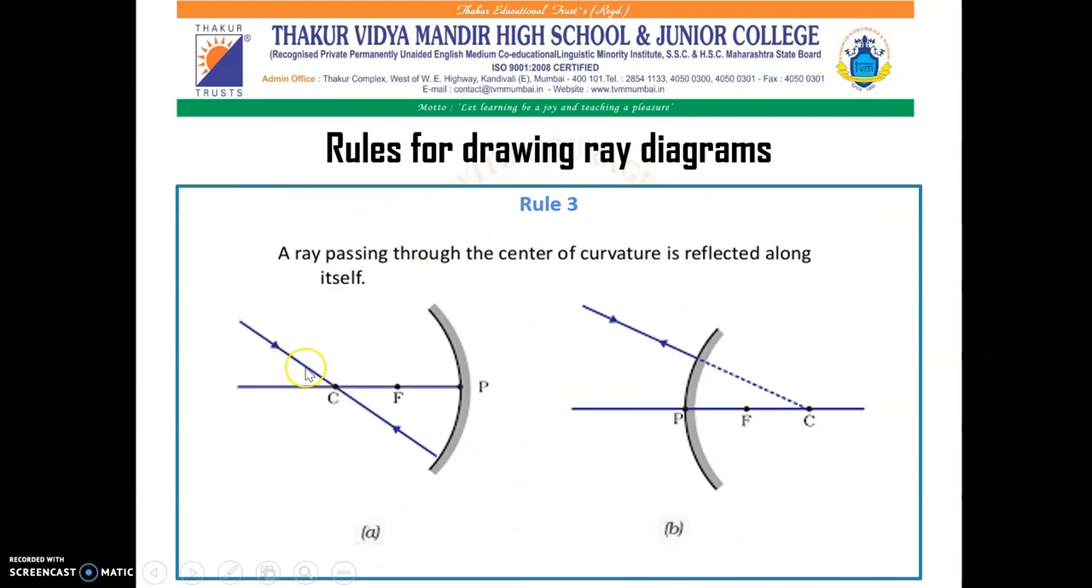Rule number 3. If an incident ray passes through the center of curvature, as shown over here, this is the center of curvature. When the incident ray passes through the center of curvature, the reflected ray traces the same path back. In case of convex mirror also, you can see this is the incident ray. It appears to be passing through the center of curvature. So the reflected ray traces the same path back.